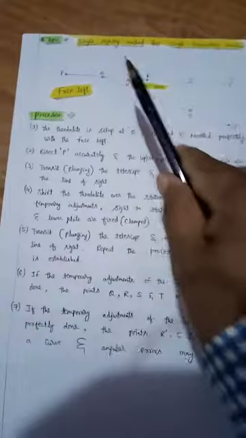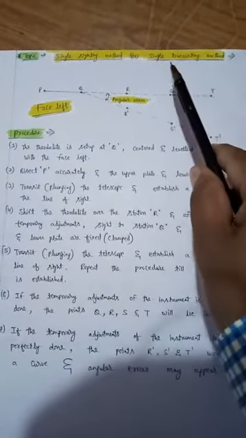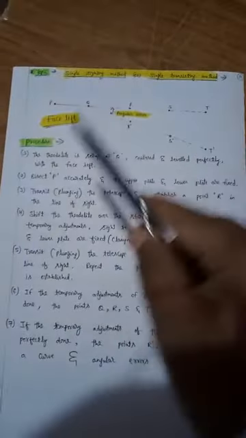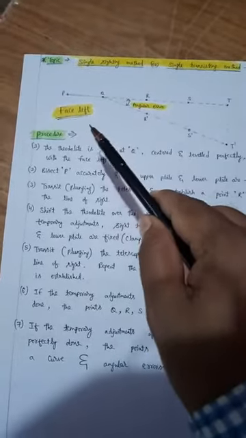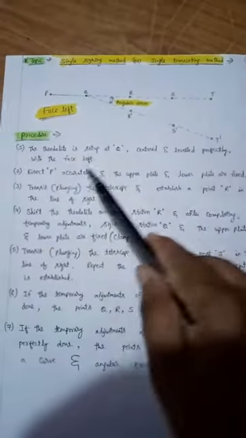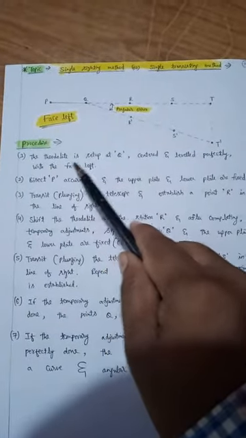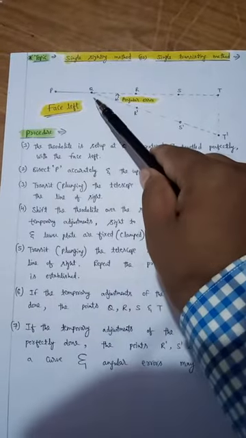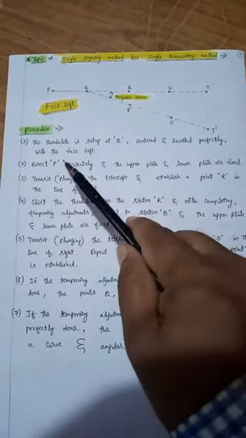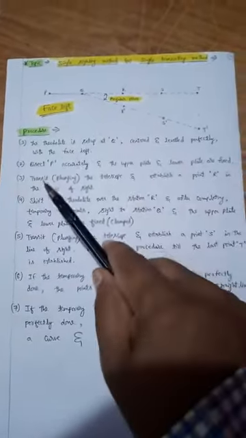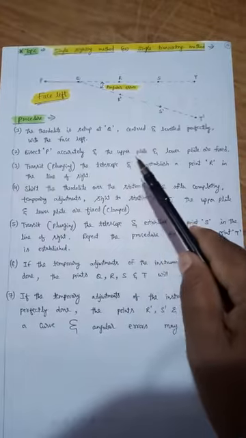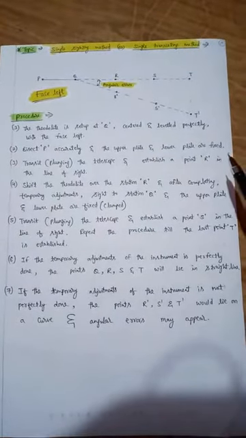Next topic we will learn is the single sighting method or single transit method. Single means we will take only face left or face right. In this procedure, I am choosing the face left procedure only. This is the figure here. Step number 1: the theodolite is set up at Q and centered and leveled properly with face left. Second step: bisect P accurately. The upper clamp is fixed and the lower clamp is fixed.